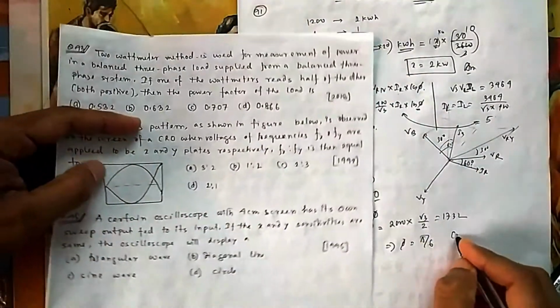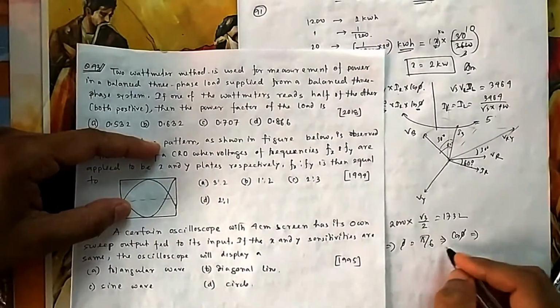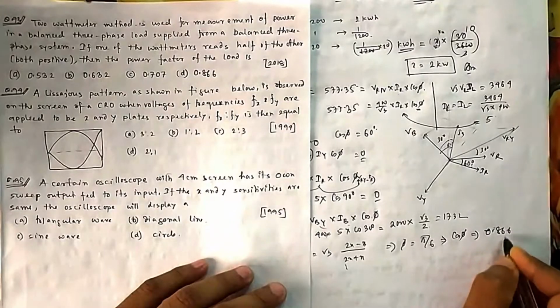I think here we have solved it. What is the first wattmeter reading, and the angle was pi by 6. But they are asking the power factor. So power factor is equal to cos phi, that is cos pi by 6, which is equal to cos 30, that is 0.866. That is your option D.